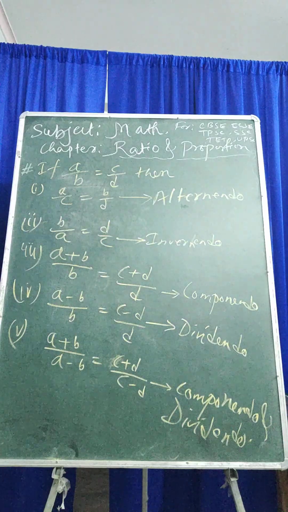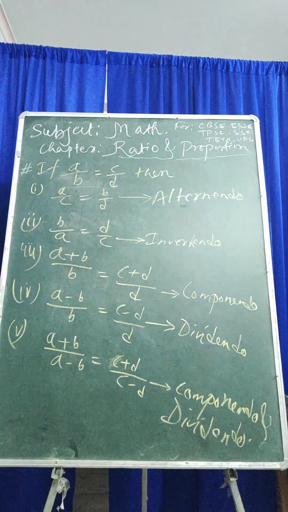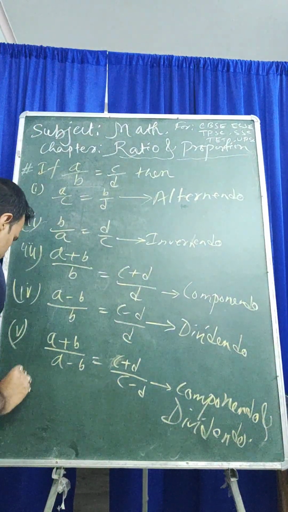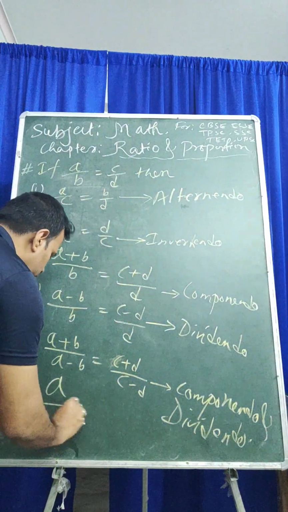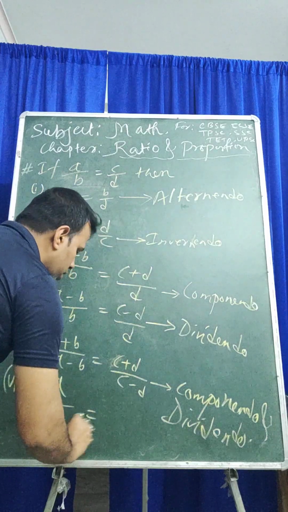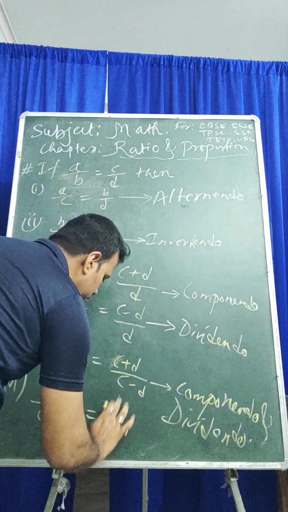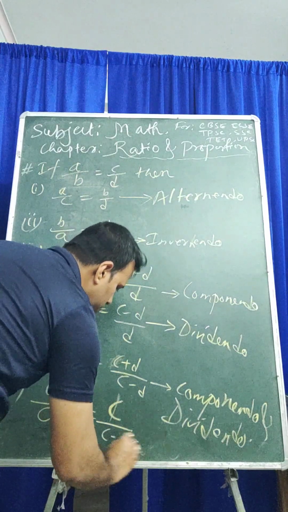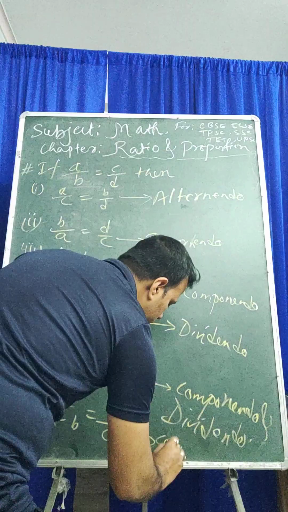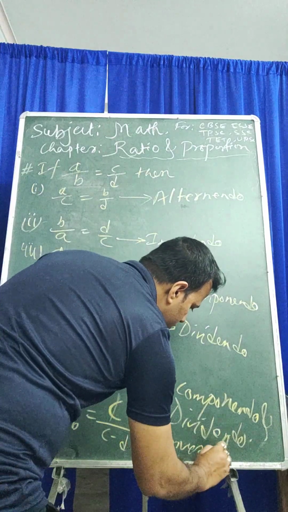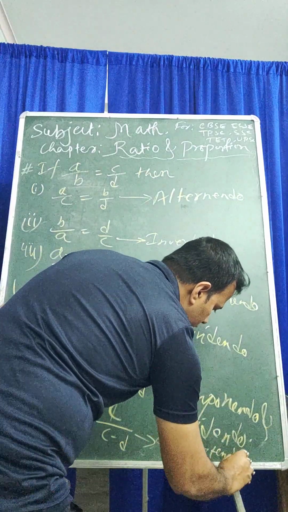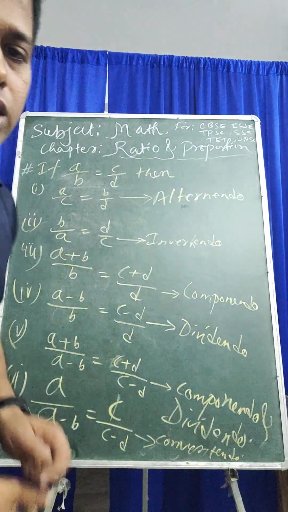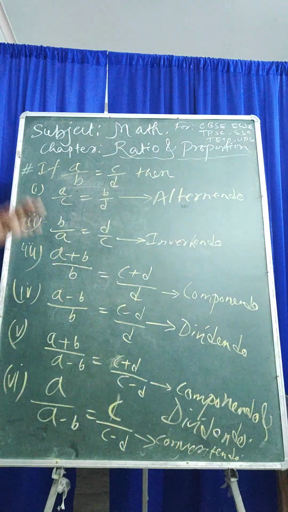Fine, so these are the formulas. Another formula is A by (A minus B), and we can write also C by (C minus D), by converted rule. Okay, converted rule. So these are the basic formulas of ratio and proportion.